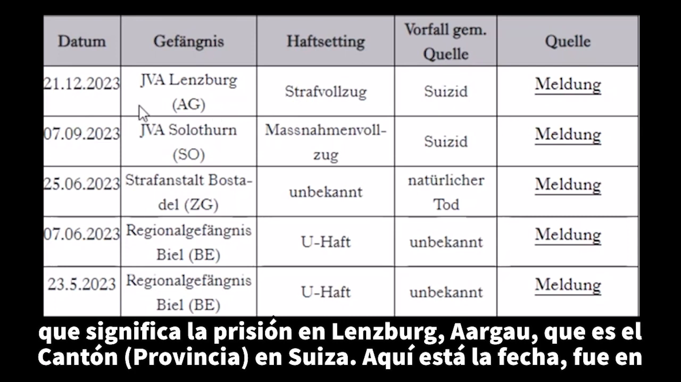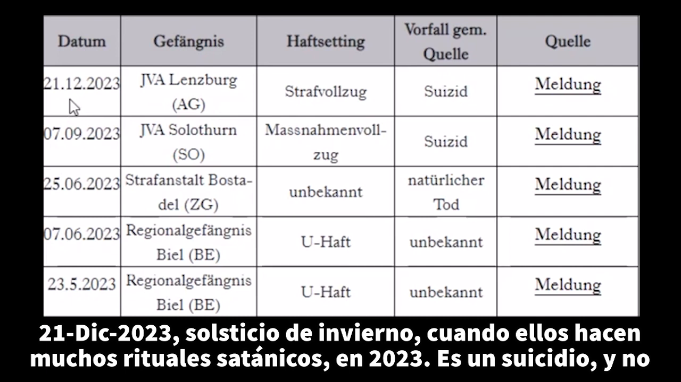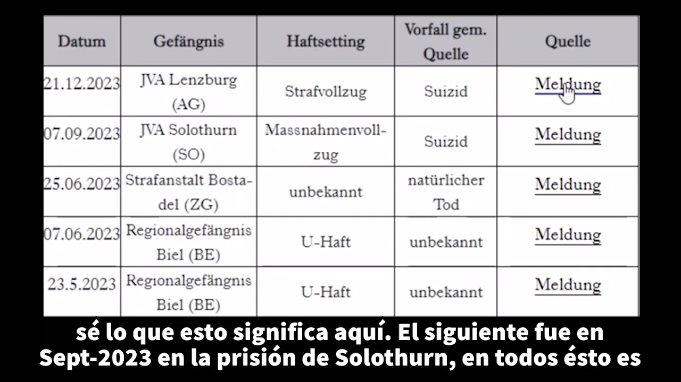And here's the date. December 21st, winter solstice, when they do a lot of satanic rituals. This year, 2023. It's a suicide, Suizid. And I don't know what this means here. Okay. The next one, before that, was in September 2023.